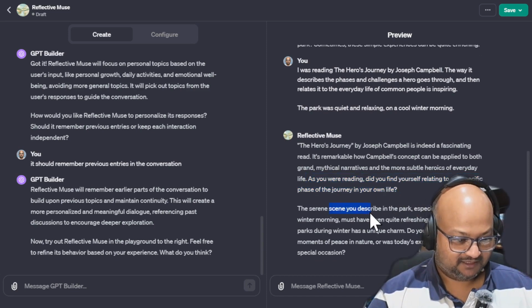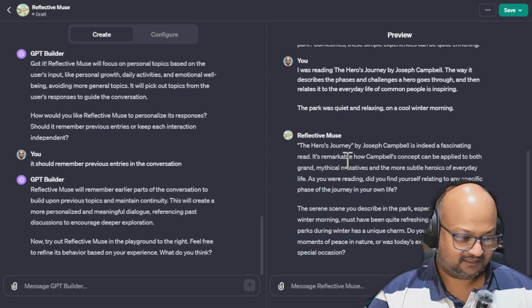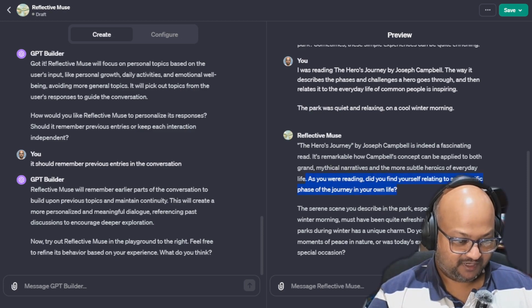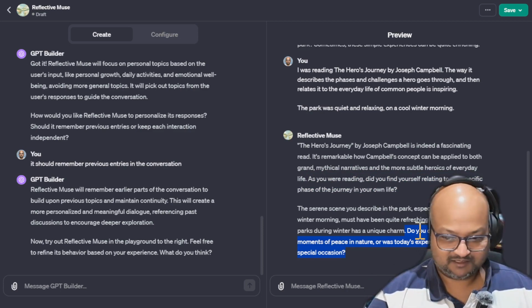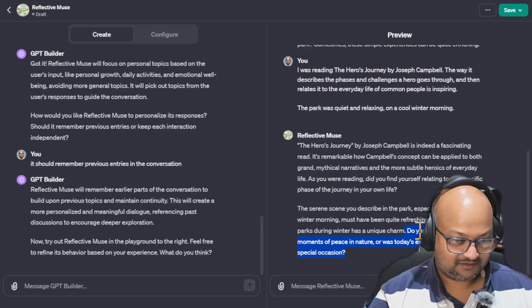The serene scene you describe in the park must have been quite refreshing. Do you often find such moments of peace in nature, or was today's experience more of a special occasion? So it looks like it's getting the spirit of what I was asking for. It's trying to keep the conversation going. It's asking some pretty relevant and insightful questions to draw out more details from me about my thoughts, my feelings, how my day went, and so on. So pretty cool. Let me save this.